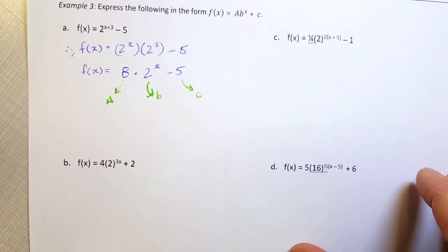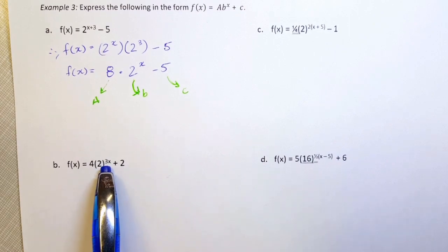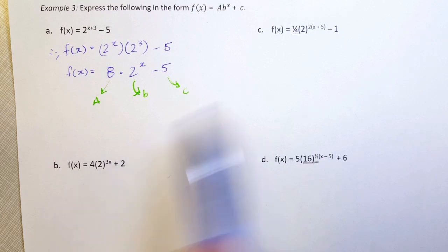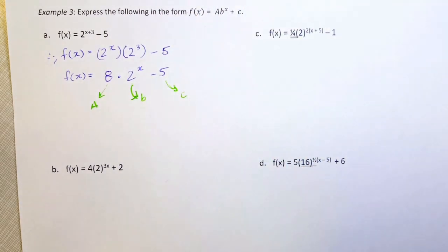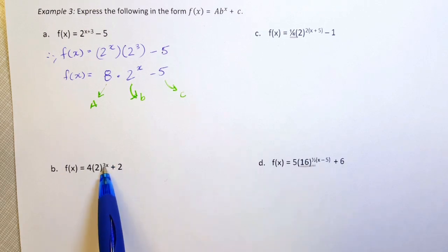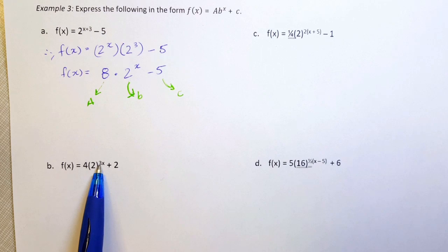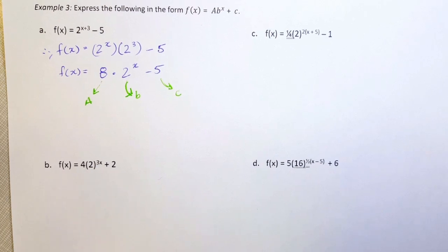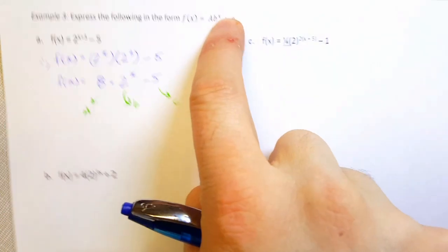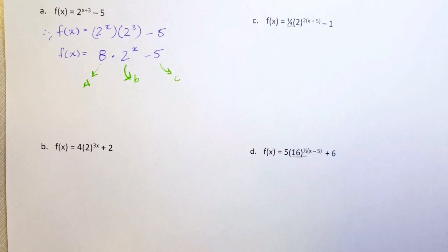Moving down to b, f of x is equal to 4 times 2 to the power of 3x plus 2. So this almost looks like it's already in a vertical stretch, vertical translation form. But as you can see here, I have a horizontal compression by a factor of 1 over 3. So I need to get rid of that horizontal compression factor because, again, I don't want a coefficient in front of my x there. So how can I redo this?